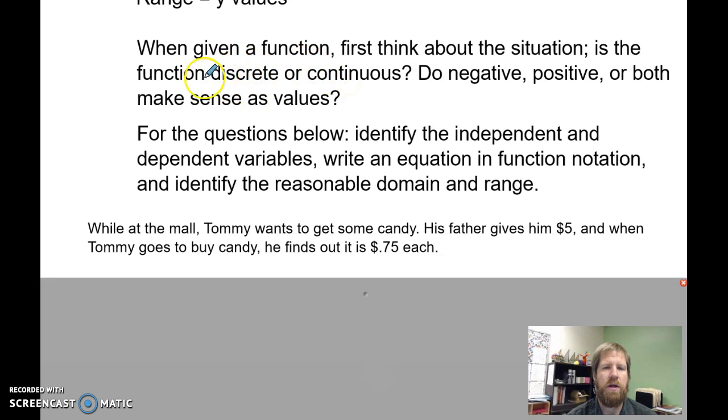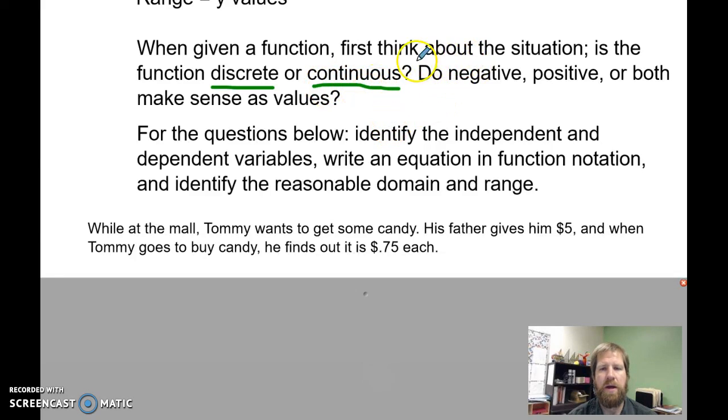Are we talking about something that only could be whole numbers? So buying something, or things that happen just a certain amount each day, where it doesn't make sense to have part of a day or part of an item. Or is it continuous, so you can break it down and think about fractions of a whole?